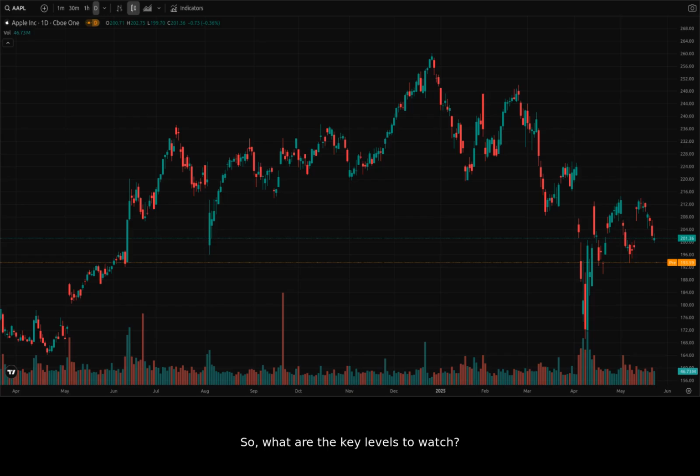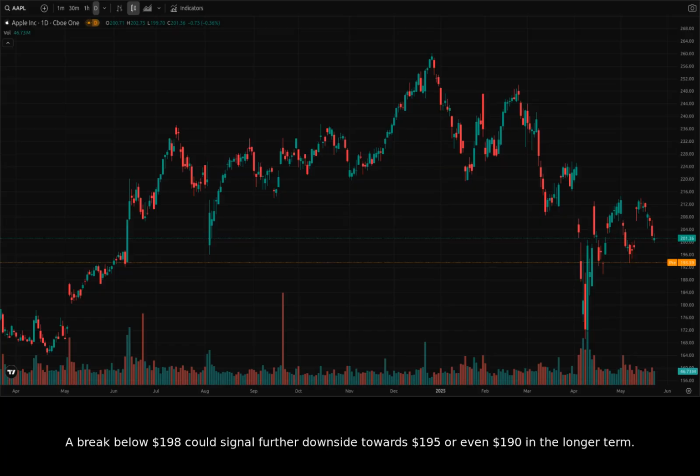So, what are the key levels to watch? First, the previous support near $212 to $214 could now act as resistance. If the price rises, watch for rejection at this level. On the downside, $200 seems like key psychological support. Below that, the next major support could be around $198. A break below $198 could signal further downside towards $195 or even $190 in the longer term.